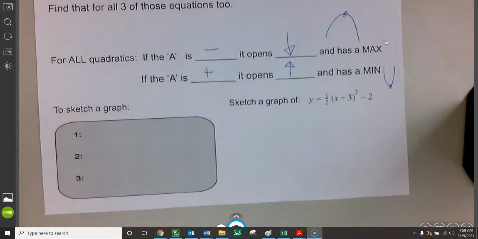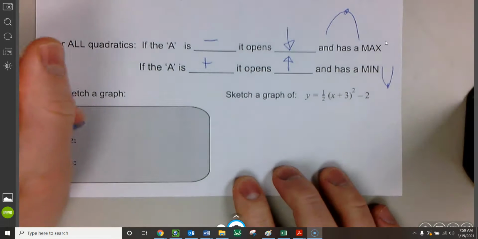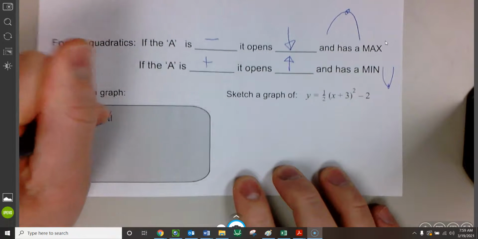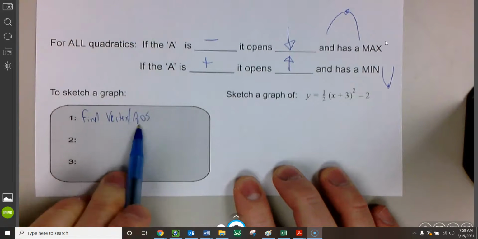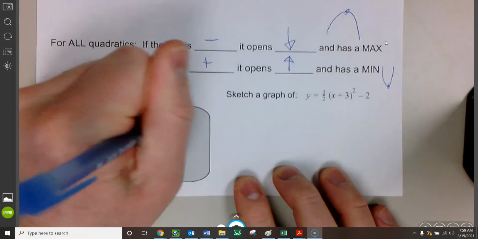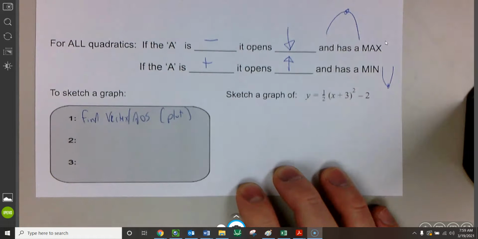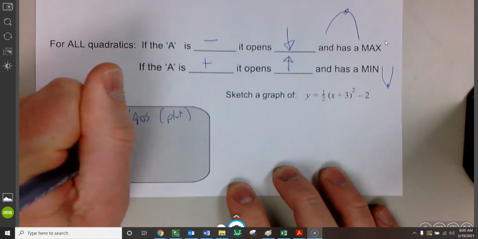Okay. Finally then, we want to be able to sketch graphs of these things. Sketch a graph, use the graph to predict different things. So there's 3 steps to this. Step 1 is to find the vertex and AOS. Because, right, if you found the vertex, you found the AOS. So we'll find and plot the vertex and the AOS. Step 2 is to make a table with the vertex in the middle.